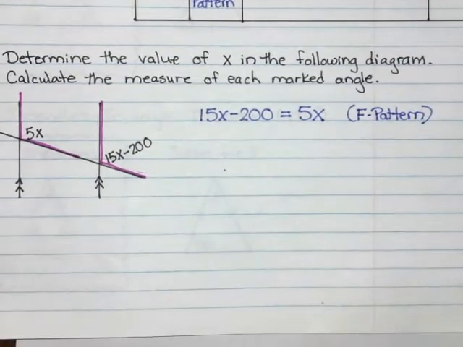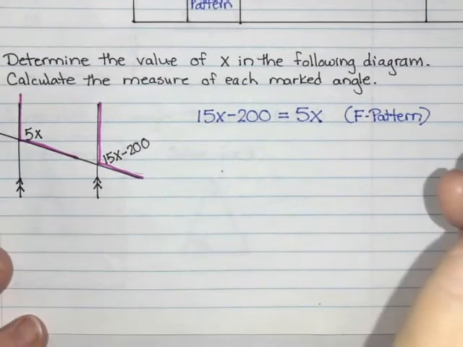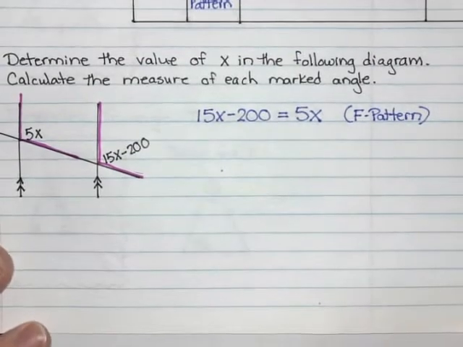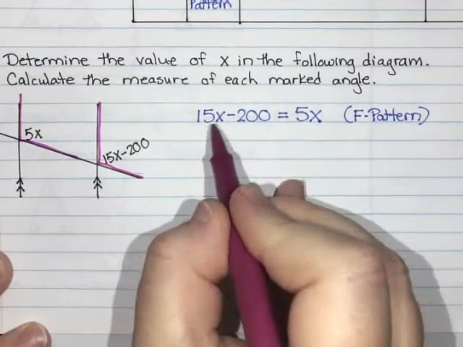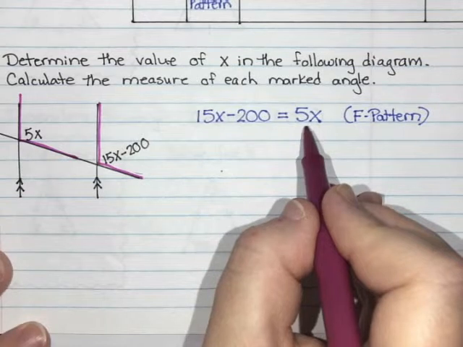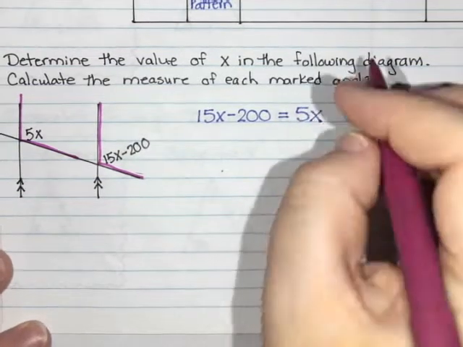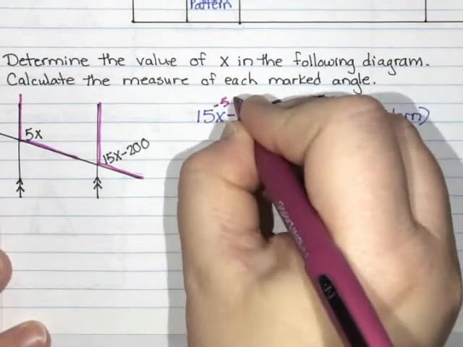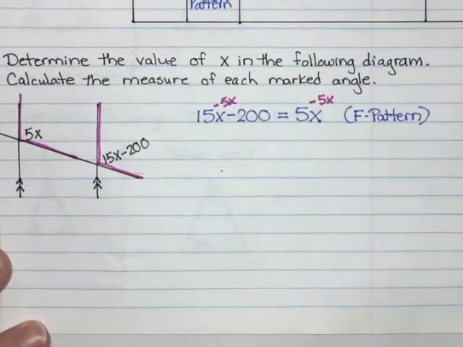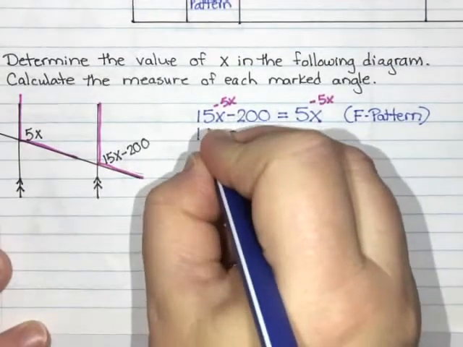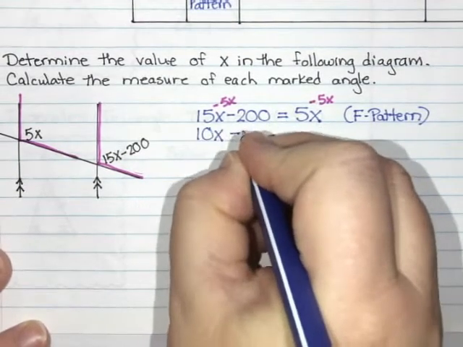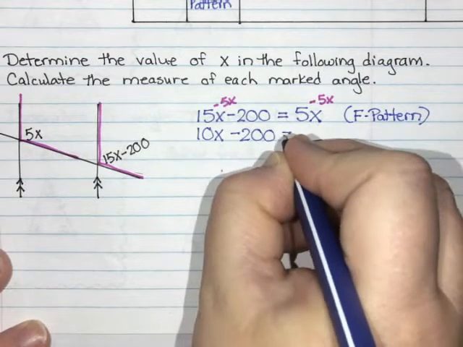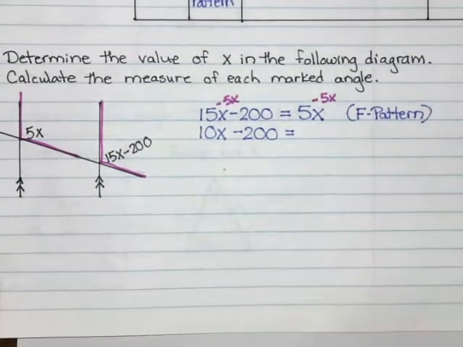Okay, so from here, what I need to do is solve my equation. So I don't like that there are x's on both sides. So this is a little bit of a weird situation, but we're going to do our best. I have 15x, I have 5x. I like to usually move the smaller one over, so I'm going to subtract 5x from both sides. So 15x minus 5x is 10x minus 200. And then 5x take away 5x is 0.